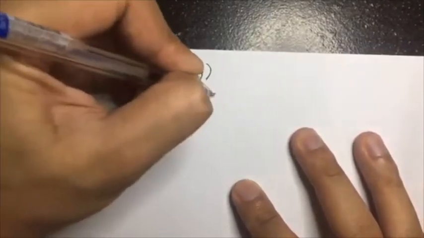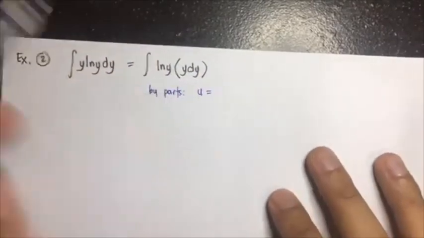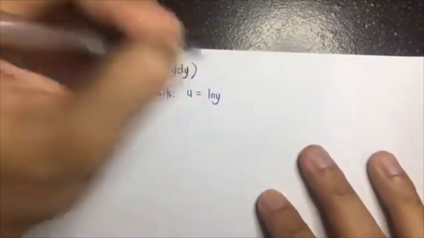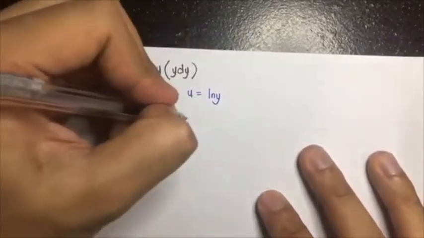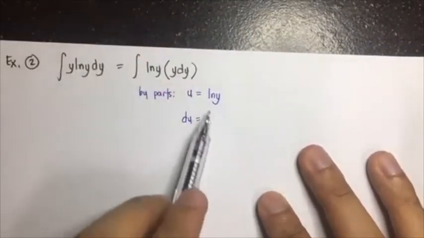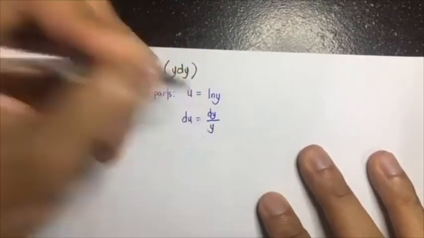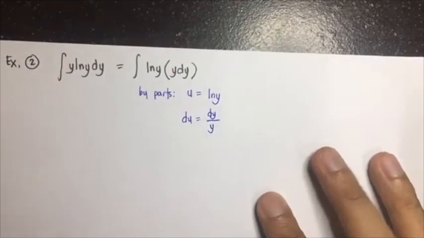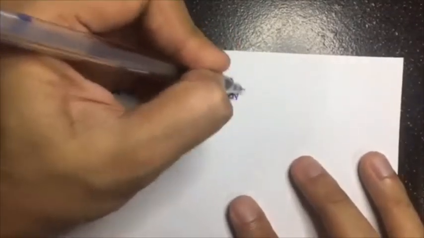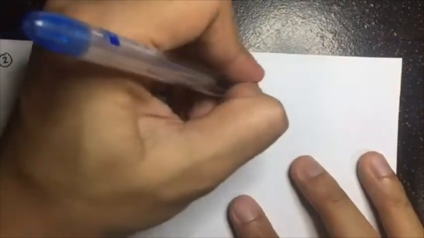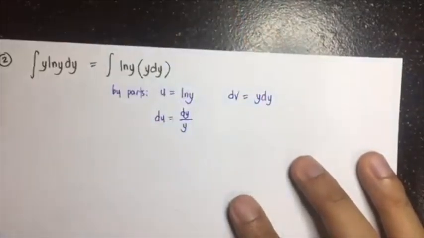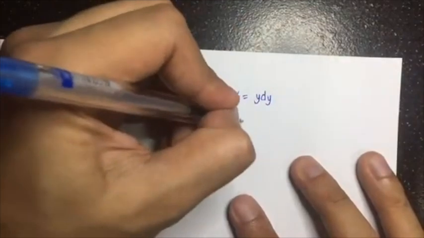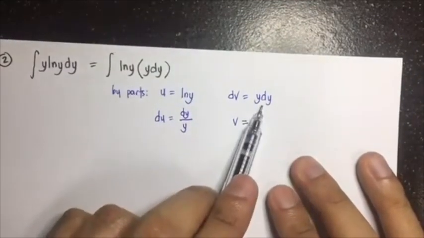Okay, so here we will assign our u as ln of y. Obviously our du is the differential of ln y, that would be dy over y. And then our dv is y dy. Therefore our v would be the integral of this. Using the power formula, we have 1/2 y squared.